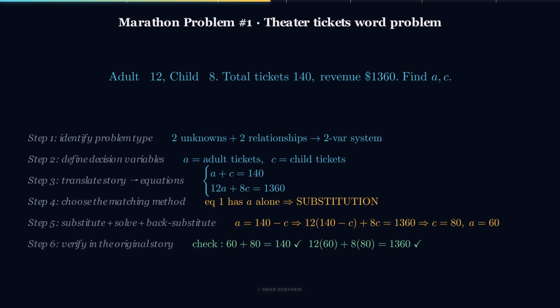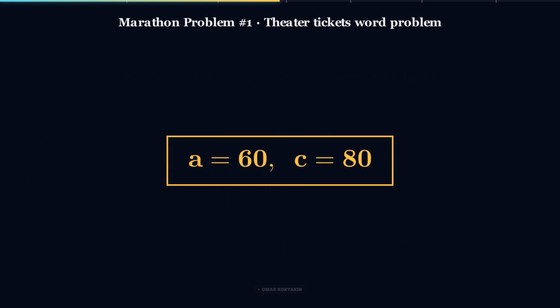Step 6. Check in the original story. 60 plus 80 equals 140 tickets total, correct. 12 times 60 plus 8 times 80 equals 720 plus 640 equals $1,360 revenue, correct. Both relationships verified. So the theater sold 60 adult tickets and 80 child tickets.